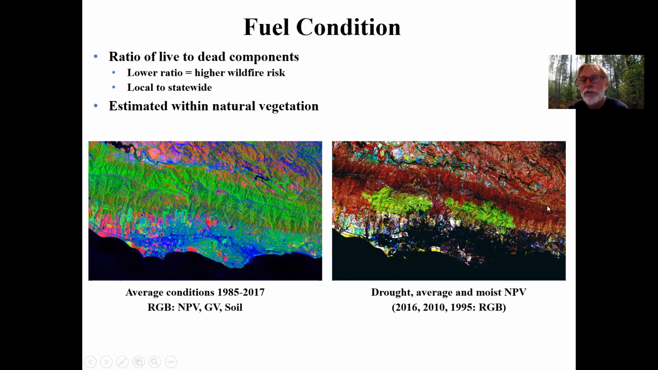And then we're showing how it varies across years. And so what you're seeing here is 2016 in red, 2010 in green, and 1995 in blue. These are the Gap and Jesusita fires shown here, telling us that these were areas that burned, leaving behind dead material. And then the blood red conditions here tell us the fuel conditions are very, very poor in 2016.